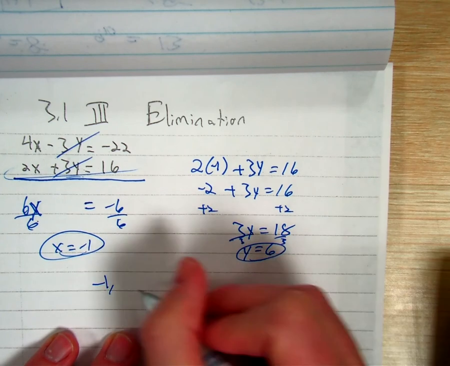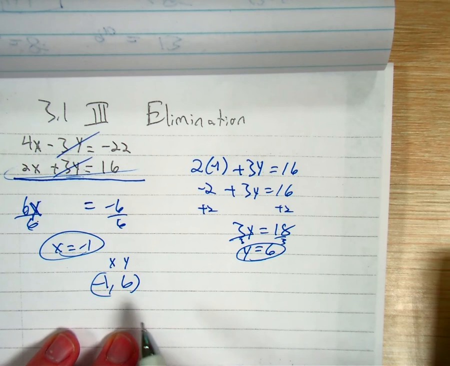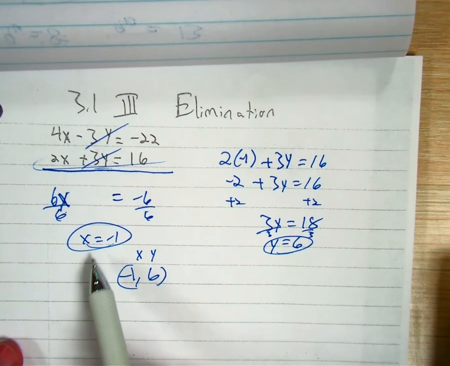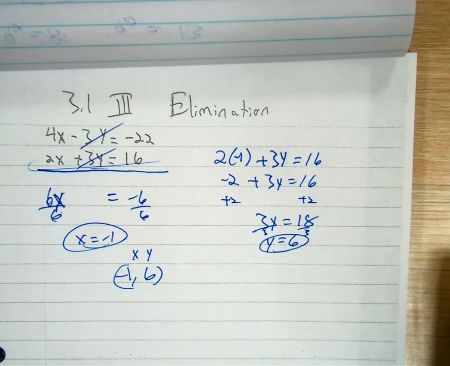Negative 1, comma 6. Remember, x comma y. Sometimes that gets confusing if you get the y first over here, and then over here you get your x, and people will get those crisscrossed. X comma y.